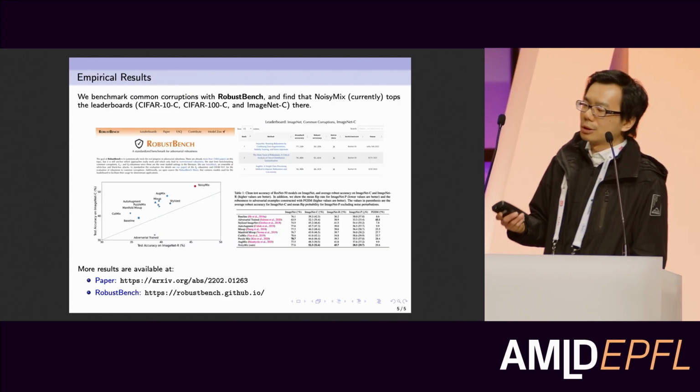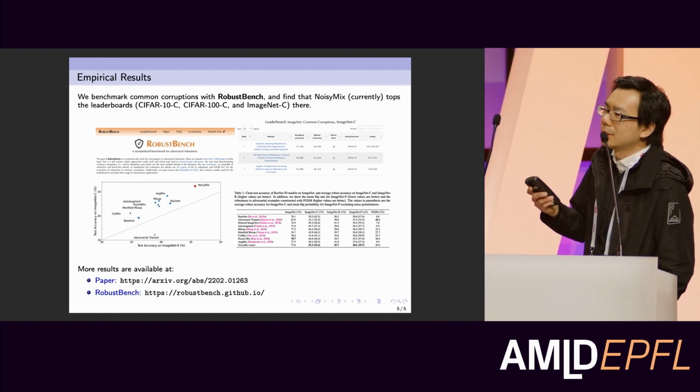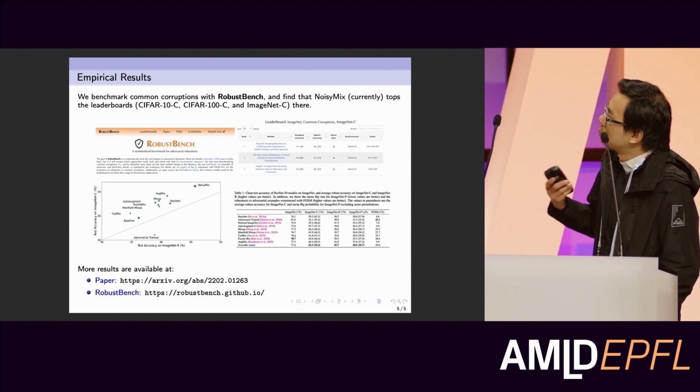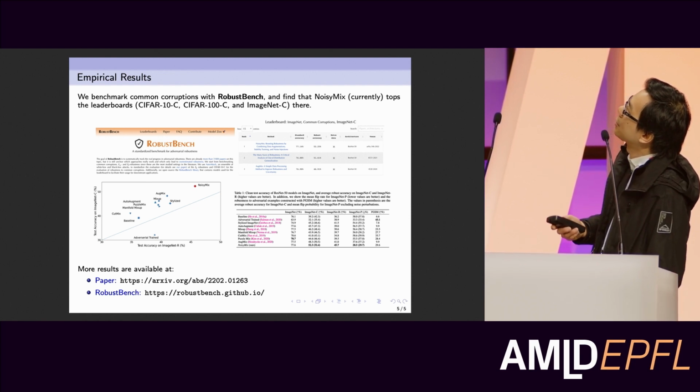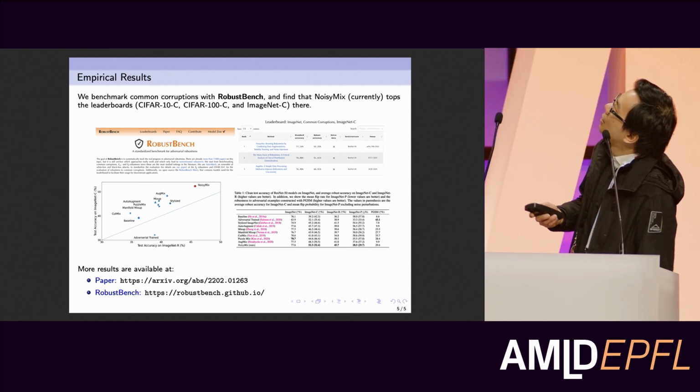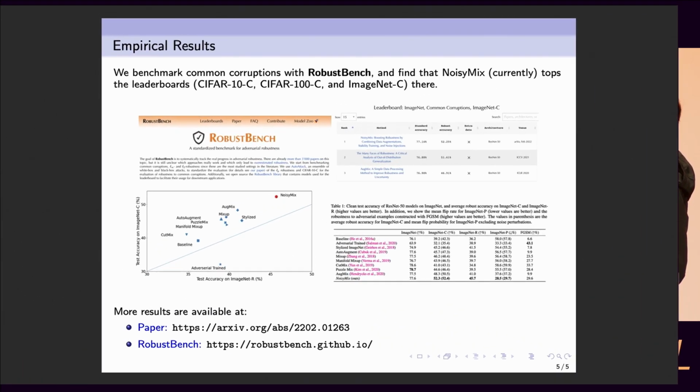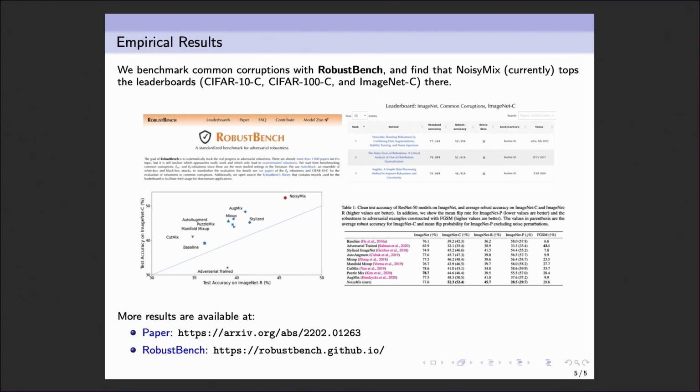In terms of the empirical results, we show that NoisyMix is indeed very effective in boosting model robustness and also test accuracy. In fact, we benchmark NoisyMix against various other methods. We use RobustBench, a standardized benchmark to evaluate model robustness. And we found that for benchmark data sets such as CIFAR10-C, CIFAR100-C, and ImageNet-C, we achieve basically top performance, top in terms of model robustness, as you can see from the figures there.